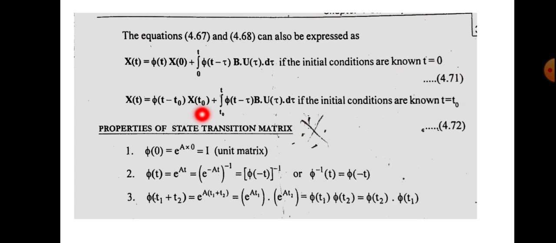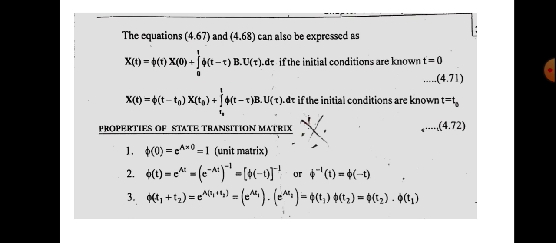Similarly, when the initial conditions are known at t equal to t0, the corresponding solution of the non-homogeneous state equation is x of t equal to phi of (t minus t0) into x of t0 plus integral t0 to t of phi of (t minus tau) into b into u of tau d tau. Here this is the representation for the state transition matrix. So this is an important thing. You should know the solution of the homogeneous state equation and also the solution of the non-homogeneous state equation. And in all these cases, there will be a state transition matrix. So the state transition matrix converts the initial condition to the solution x of t.